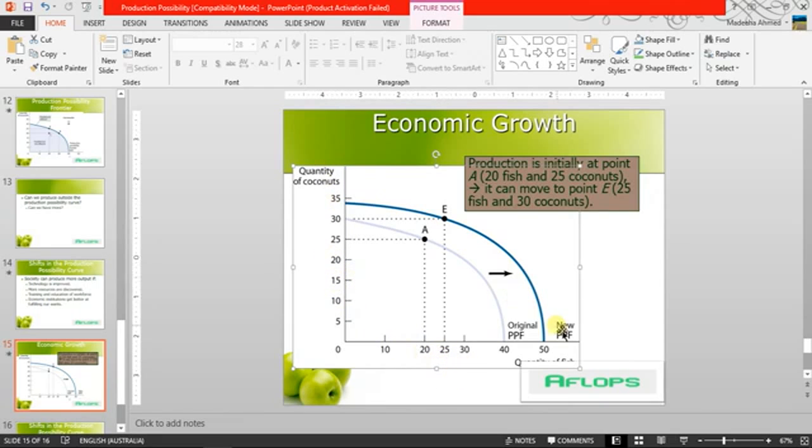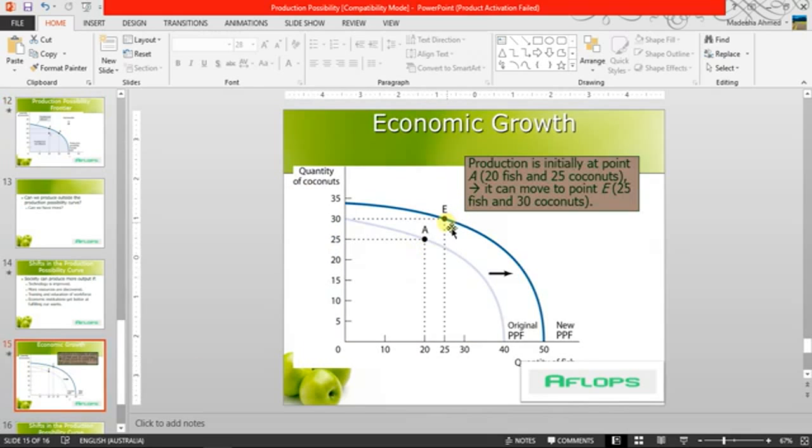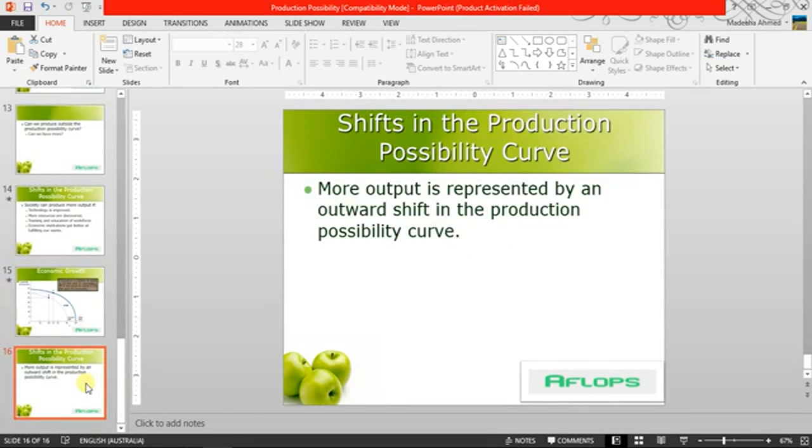So when you move on to the production possibility curve from some point inside the production possibility curve, you can enhance the production of only one unit, as we discussed here. Either you can enhance the production of coconuts or you can enhance the production of fish. But if you move to any point outside the production possibility curve, you can enhance your total output. You can enhance the production of both the products. This means that the movement outside the production possibility curve represents an enhancement of the total output.